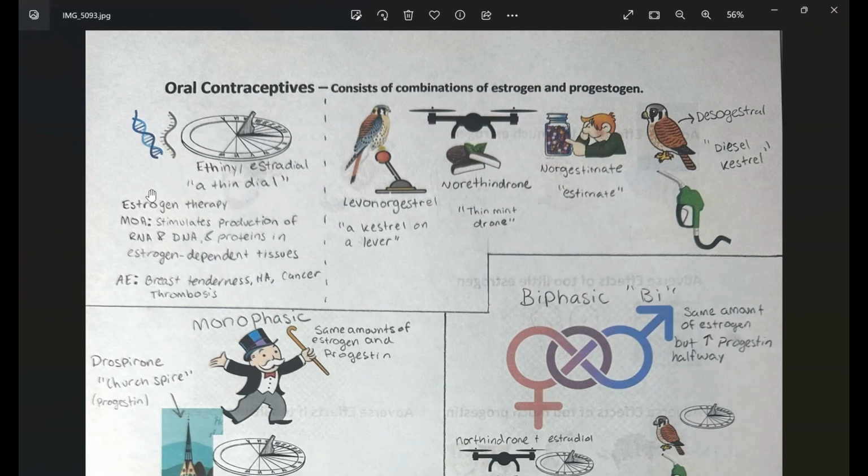If you are doing estrogen therapy, the MOA is that it stimulates the production of RNA and DNA and proteins in estrogen-dependent tissues. So we have RNA and DNA right here. Adverse effects are breast tenderness, headache, cancer, and thrombosis, which I have pictures to show a little bit later on to reiterate the adverse effect of that.